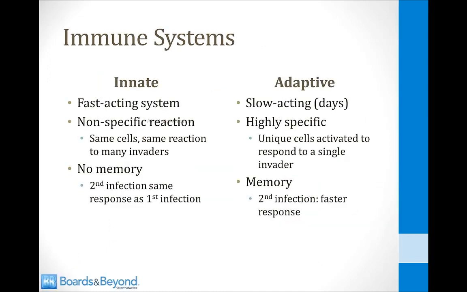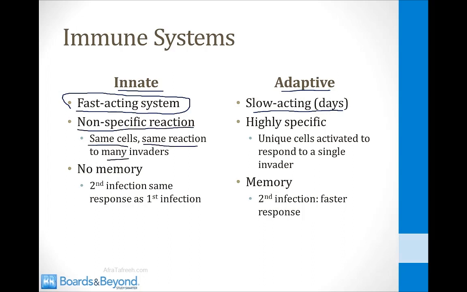So on this slide, I've summarized some of the key differences between the innate and the adaptive immune systems. The innate immune system is a fast-acting system. It is standing by, ready to attack any pathogen immediately if it gets beyond the skin and the mucous membranes. In contrast, the adaptive system is slow. It takes a few days to mount its response. But as I said before, once it does, it's a much more powerful response than what you get from the innate immune system. The innate immune system is a non-specific reaction. The same cells respond in the same way to many different invaders.